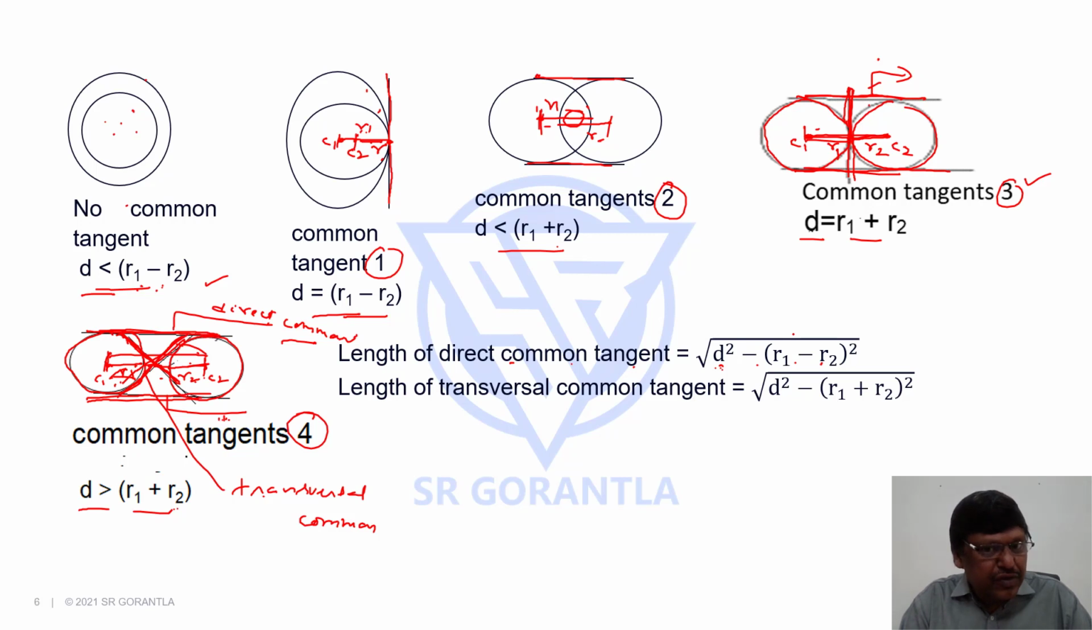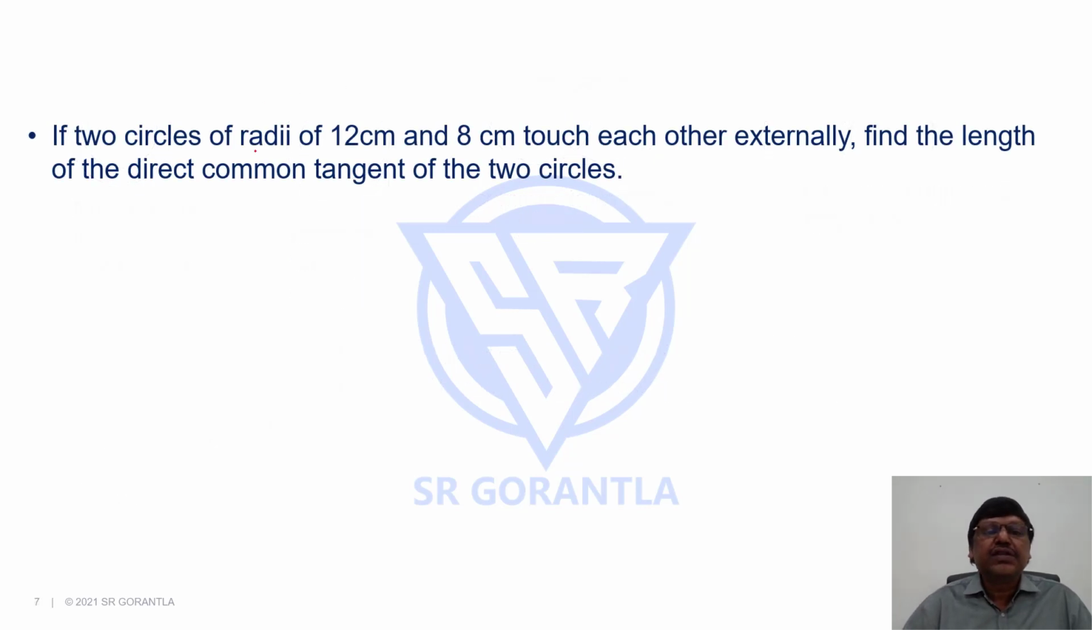Then we will take a couple of questions. A few more theorems or rules on circles we will do in the second session. Based on what we have discussed, now let's discuss a couple of questions. If two circles of radius 12 centimeters and 8 centimeters touch each other externally, find the length of direct common tangent to the two circles.